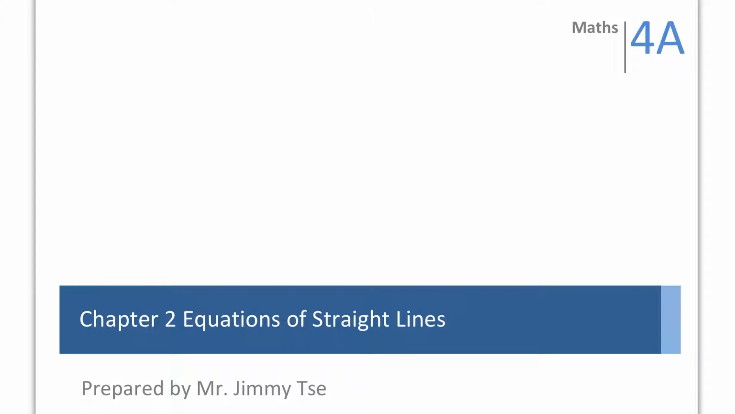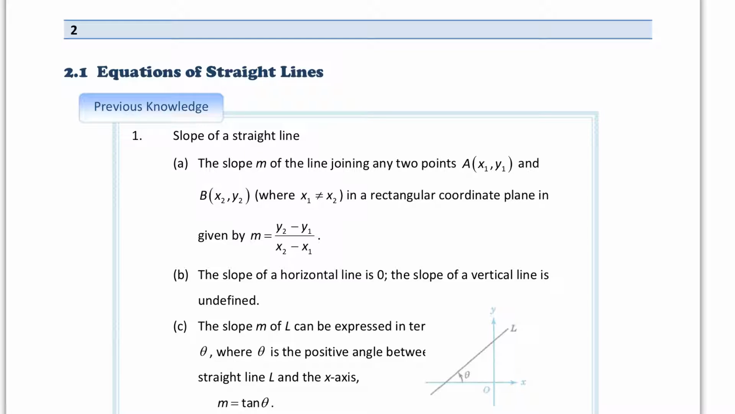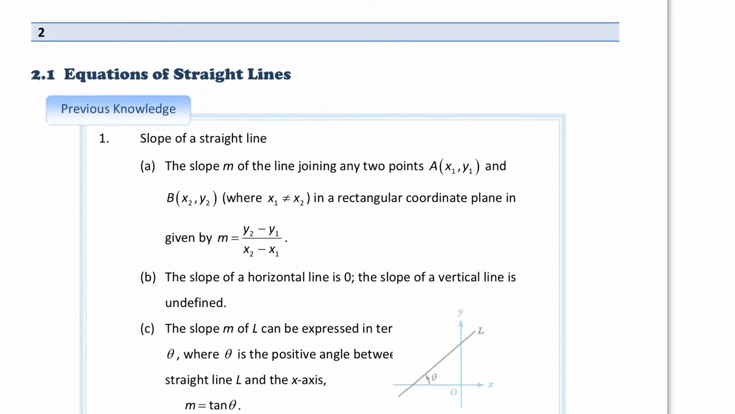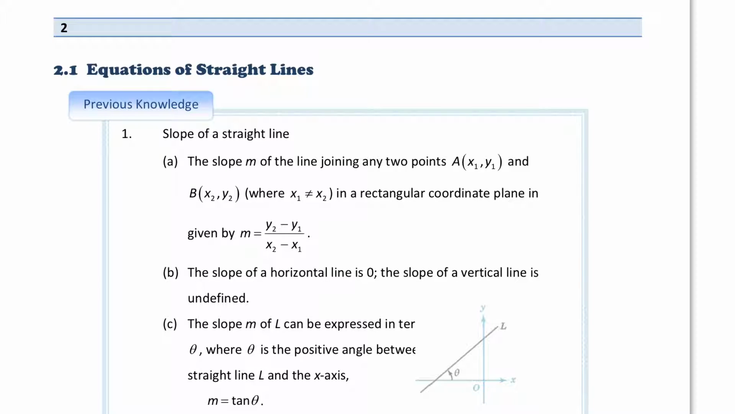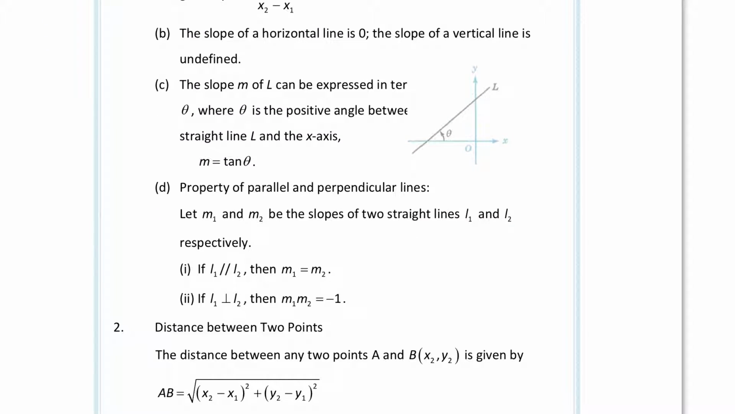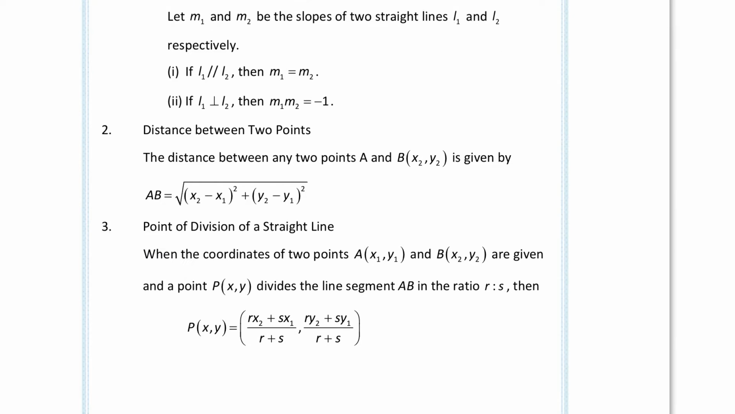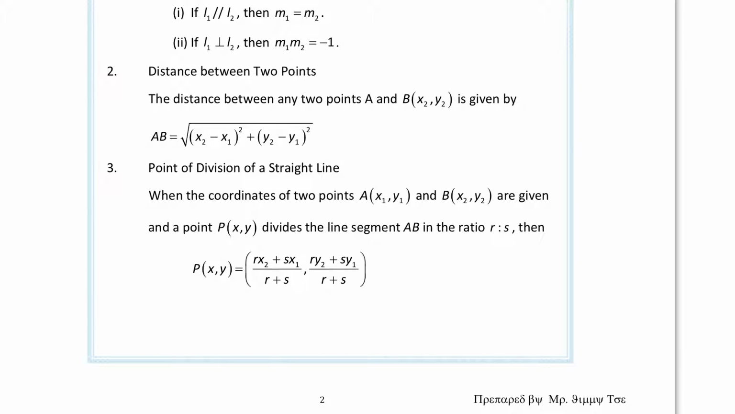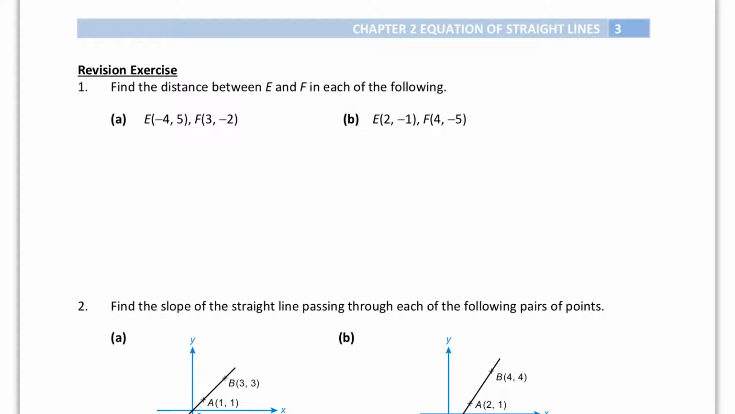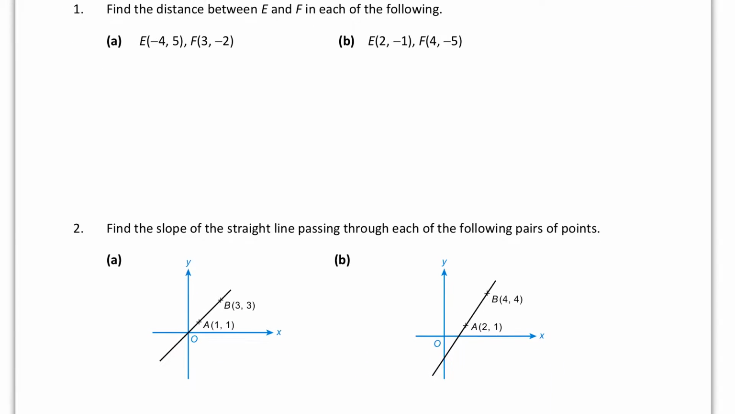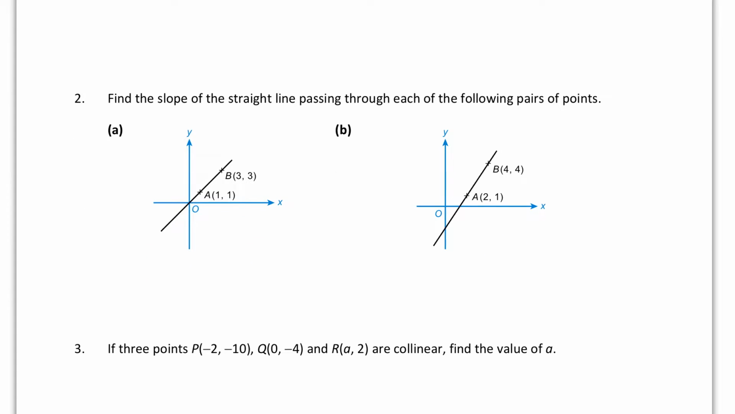Equation of straight line, part 1. There is some previous knowledge you must be able to handle. For example, how to find the slope of a straight line passing through points A and B, the definition of slope, some properties related to the straight lines if they are parallel or perpendicular, the distance between 2 points and the point of division. You may try the revision exercise on page 3 first to see if you remember all the content.